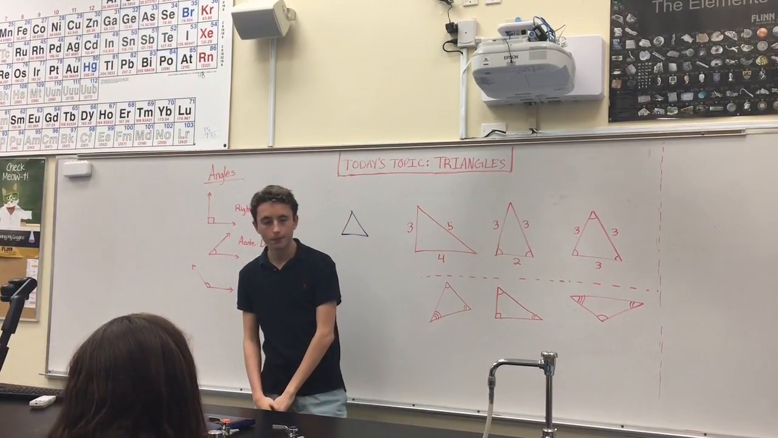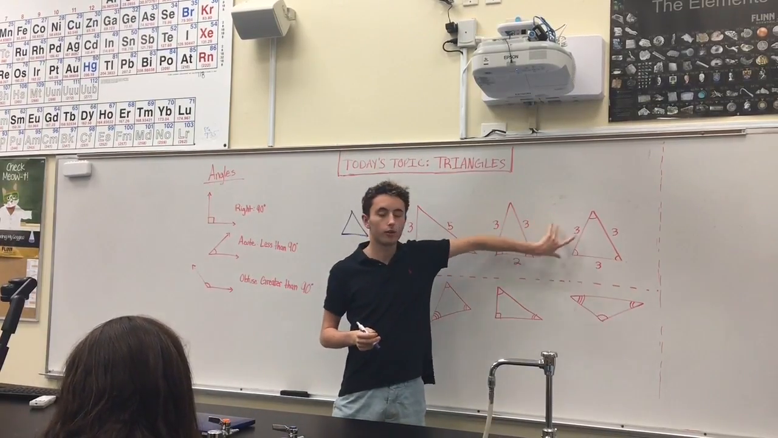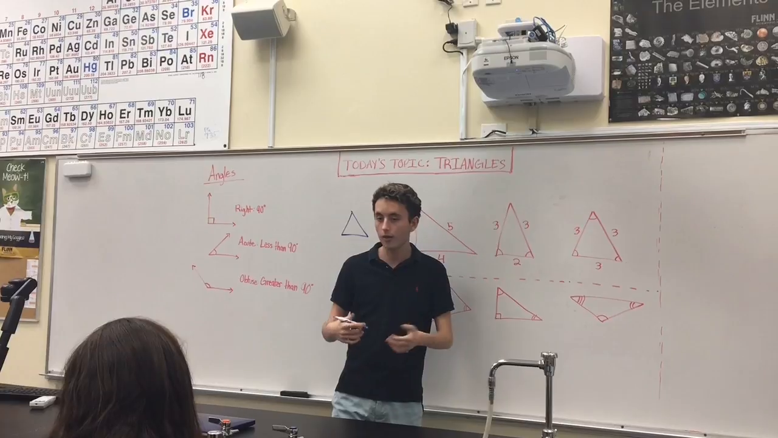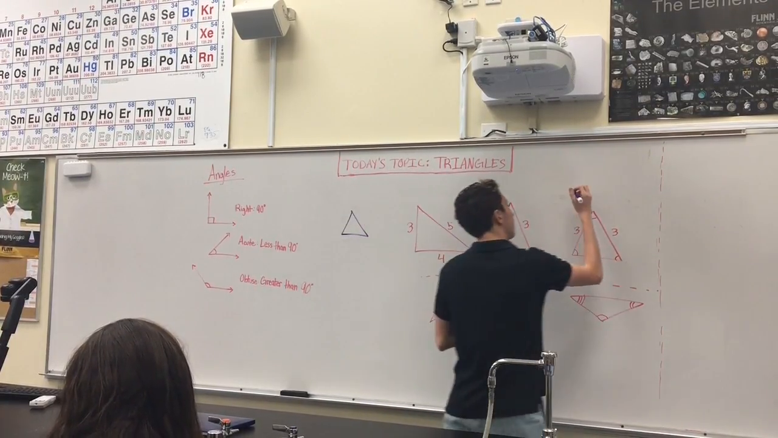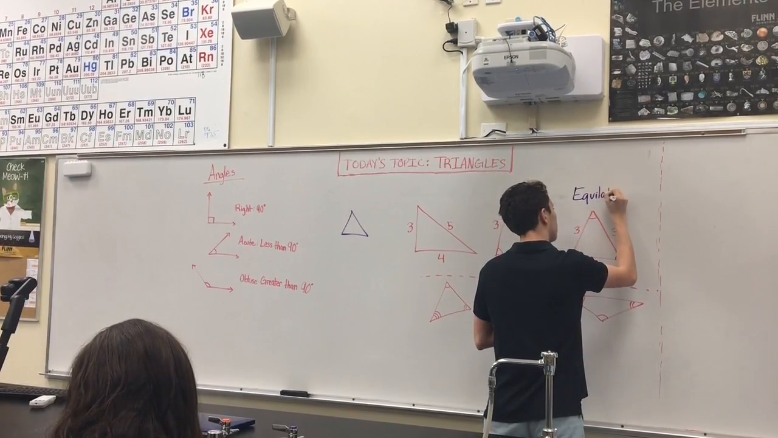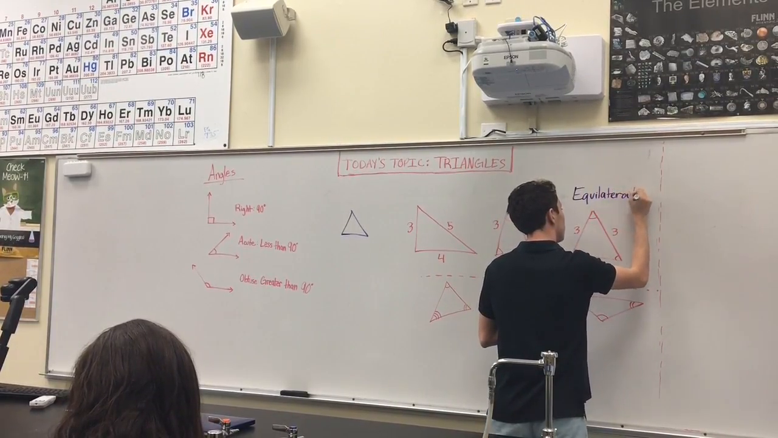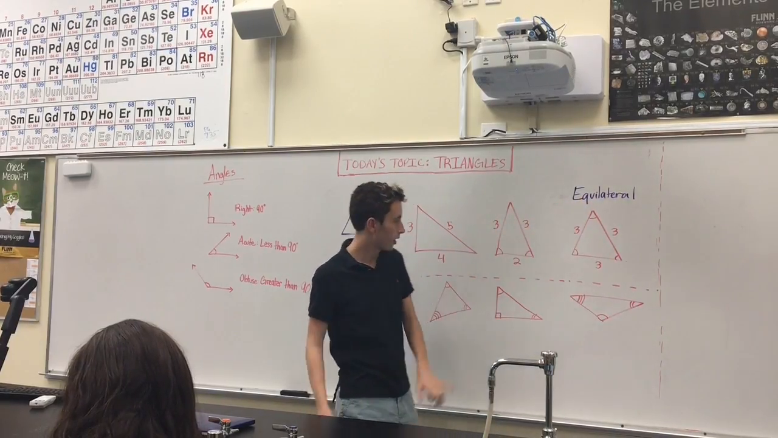Jade? The one on the right is all threes. Yes, and we call this an equilateral triangle. An equilateral triangle is defined as a triangle where all three sides are equal to each other. Again, equilateral equals sides. What about this one?